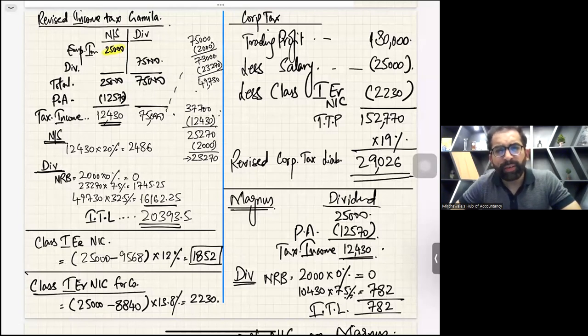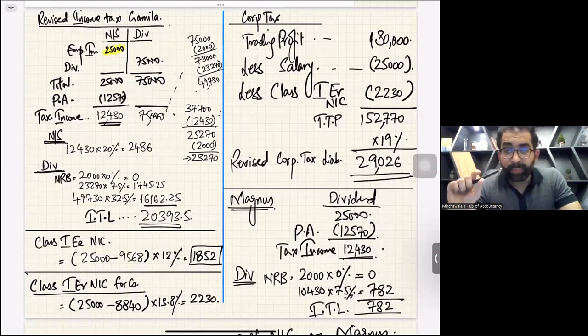Corporation tax point is very simple. From the company's point of view, the salary is an allowed expense. 25,000 was the salary. And from the company point of view, class one employer NIC is an allowed expense. So these are two allowed expenses. When you deduct these two allowed expenses, the final profit is taxable profits. And there is no other income for the company in this question. So this is the final TTP, and you will simply multiply 19% on the TTP to get corporation tax.